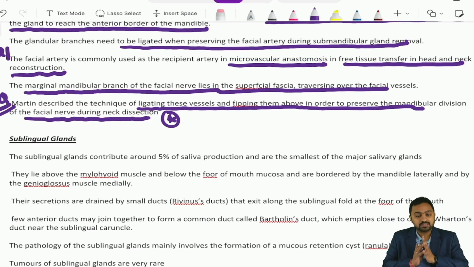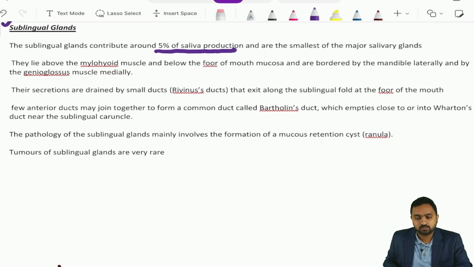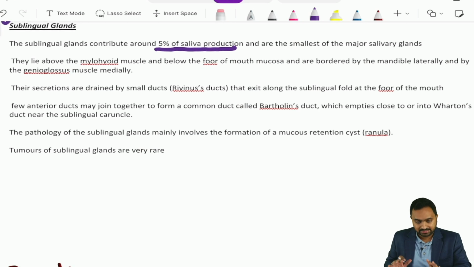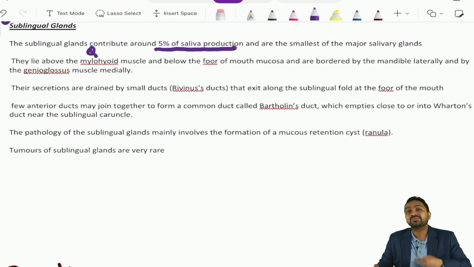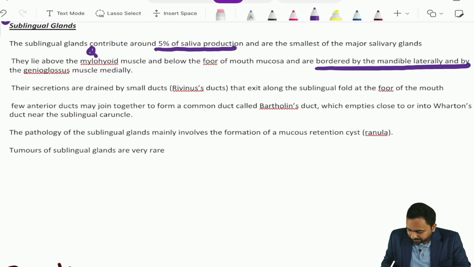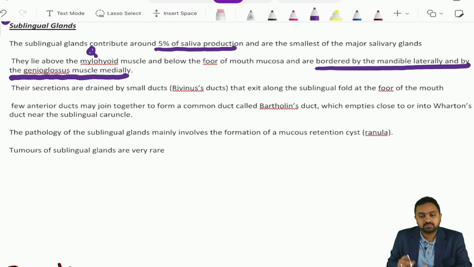Now, coming down to the last gland. So, we have your sublingual salivary glands. They contribute to around 5% of your saliva production and are the smallest of the major salivary glands. They lie above the mylohyoid muscle below the floor of the mouth, as we had seen in the image at the beginning of our discussion, and are bordered by the mandible laterally and by the genioglossus muscle medially.